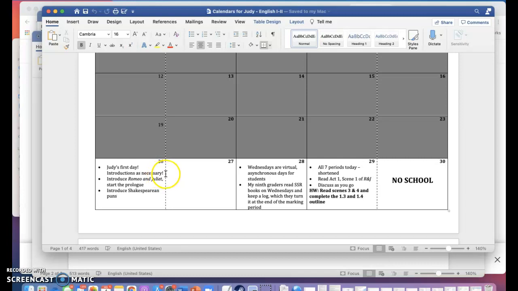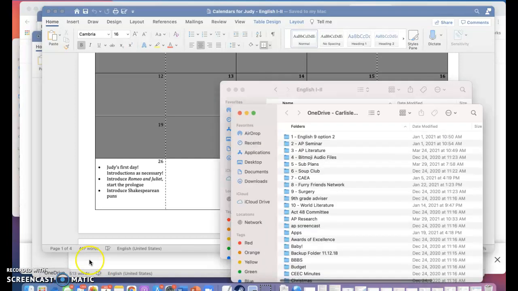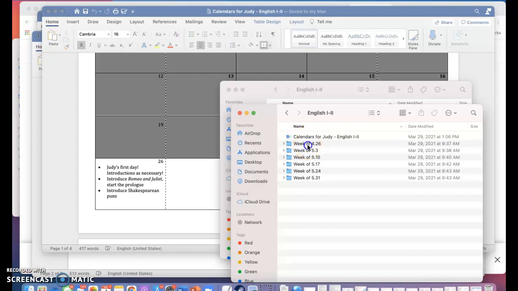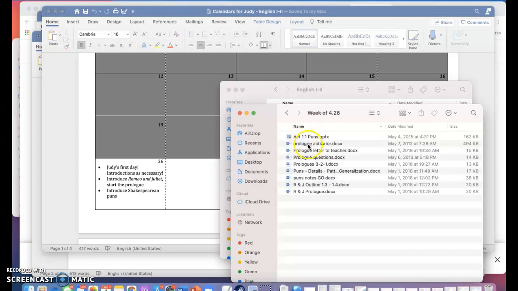Obviously, you'll do some introductions here to start. For every single activity like this, introduce, start the prologue, introduce Shakespearean puns, all that stuff, I have put folders together with all of those materials. So if you look here, the week of 4/26, the puns activities are here, the prologue activators are here, all that stuff is here. You can use all of these materials.